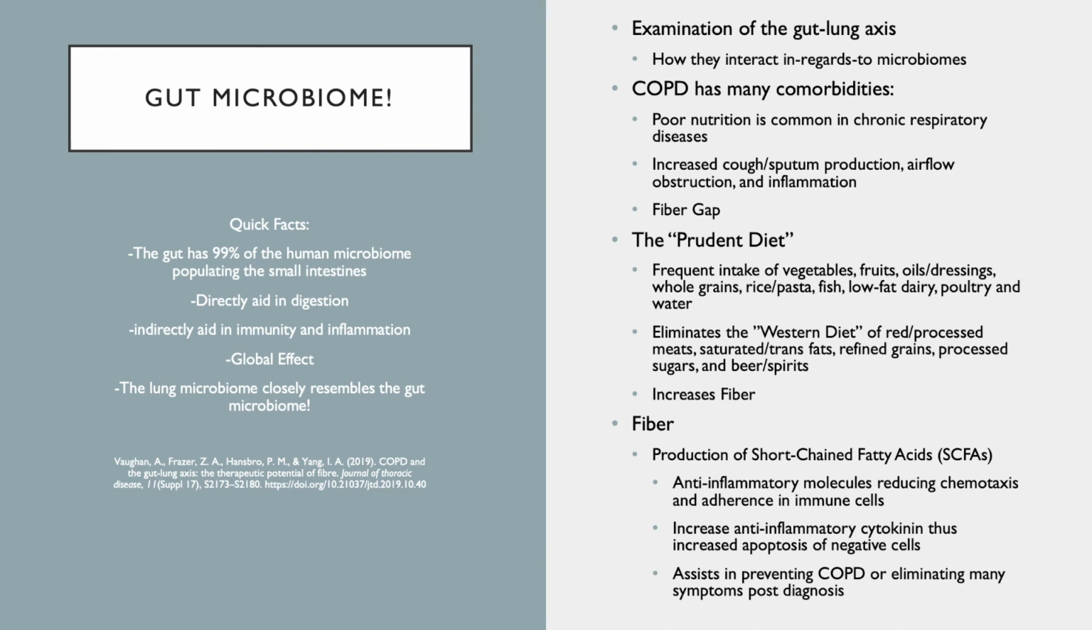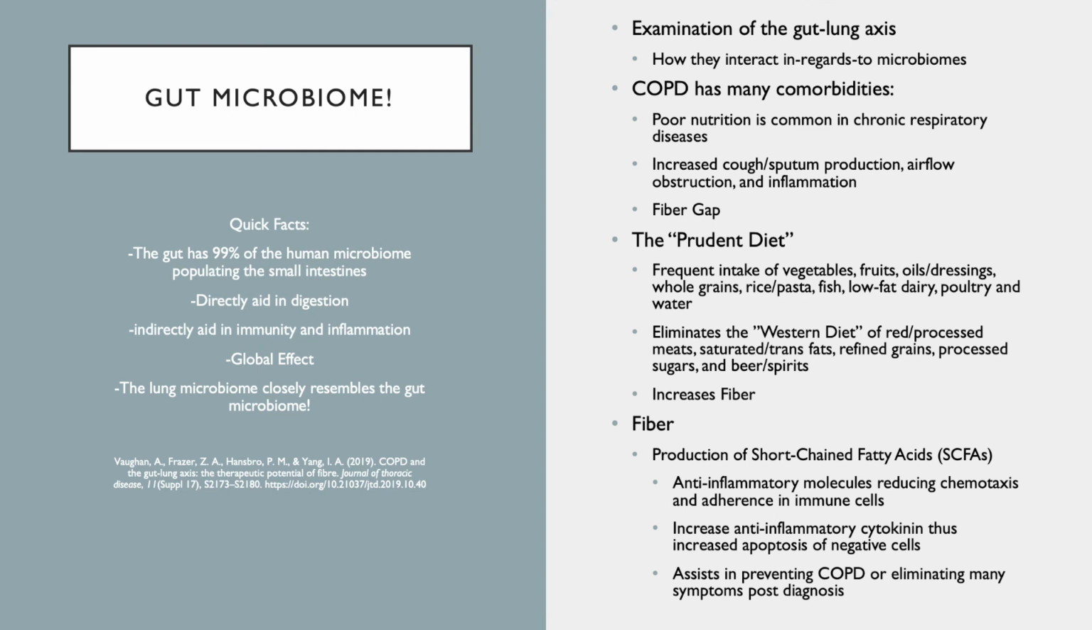Again, inflammation is a huge factor in COPD, so by reducing this inflammation, you can reduce some of the symptoms. And fiber has been seen to be really good at reducing inflammation by producing short chain fatty acids. And what was proposed was a prudent diet. In the prudent diet, you have frequent intake of vegetables, fruits, oils, dressings, whole grains, rice, pasta, fish, low-fat dairy, poultry, and water, which are high in fiber.